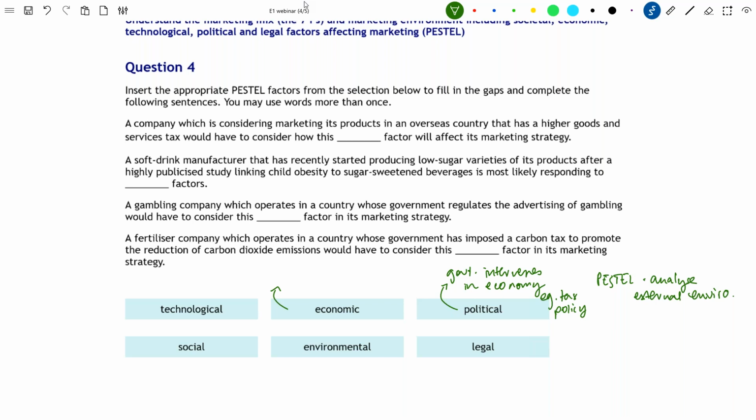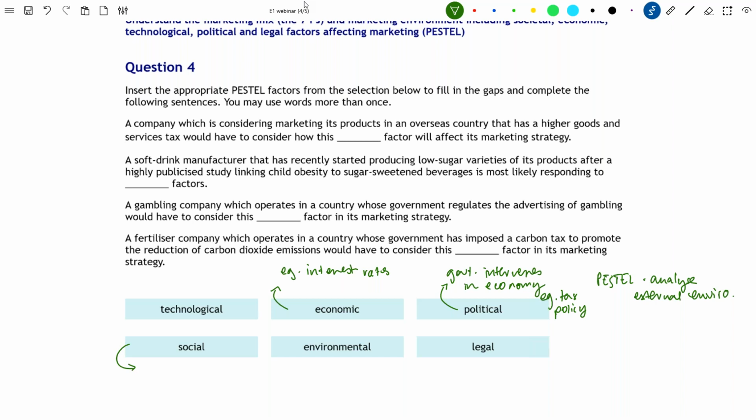Now, economic includes things like economic growth, interest rates, exchange rates, and the inflation rate. So I'll just add in here maybe interest rates as an example. And these are all things that are going to have a major impact on how businesses operate and make decisions, including their marketing decisions. And this is because the state of the economy affects how much money customers are willing to spend on products, which of course is going to affect pricing decisions and who the company markets to. So that's economic. Next we have social.